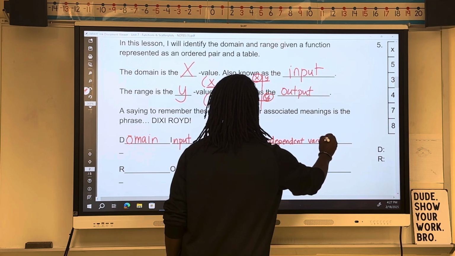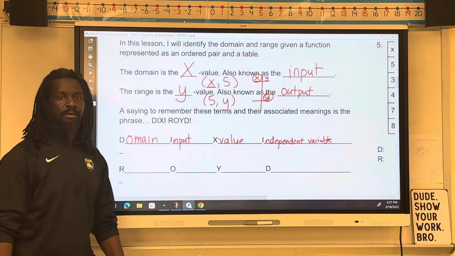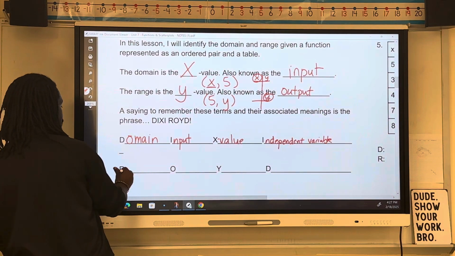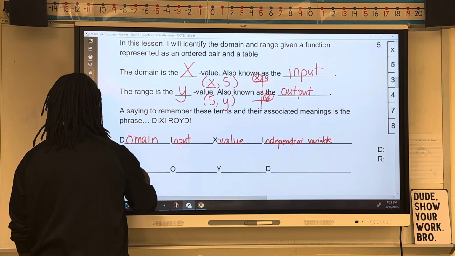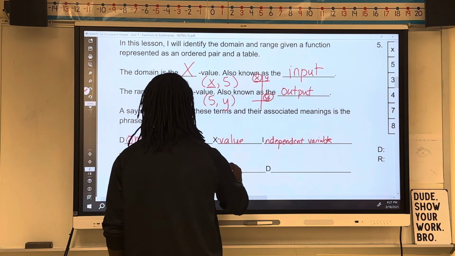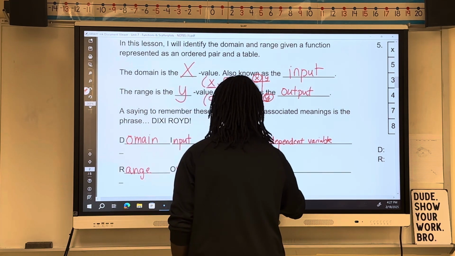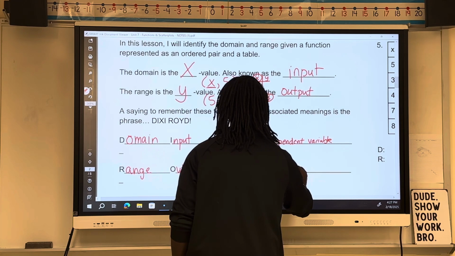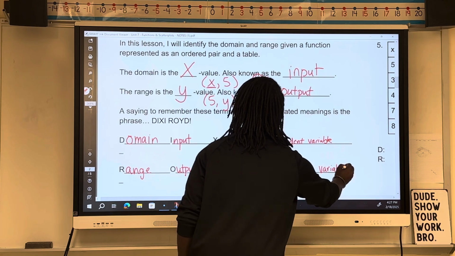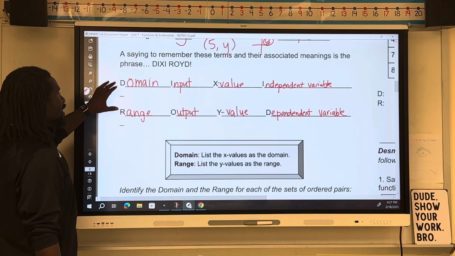All right. So we've talked about all of these. I've mentioned all of these terms except for this independent variable, and that's going to come later toward the end of the unit. And then the Royd part: the R stands for range. The O stands for output. The Y stands for the Y value. And the D stands for the dependent variable. And again, this is going to help us remember which term refers to which values.